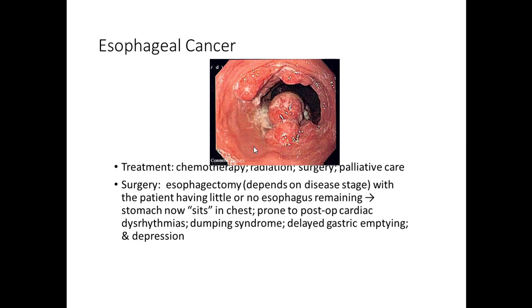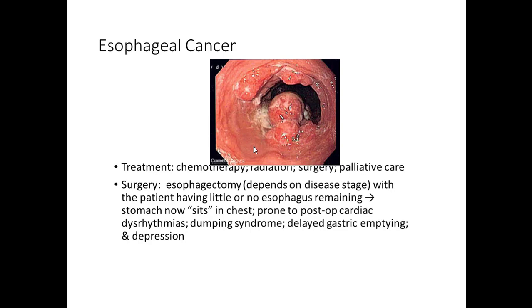So, as you can see, this is just a tumor growing in the esophagus, and you can see where that lady with the food would have gotten built up in there. Plus, she had a stricture as well. So, treatment: chemotherapy, radiation, surgery to remove the tumor, and some people might just choose palliative care. Keep them comfortable.